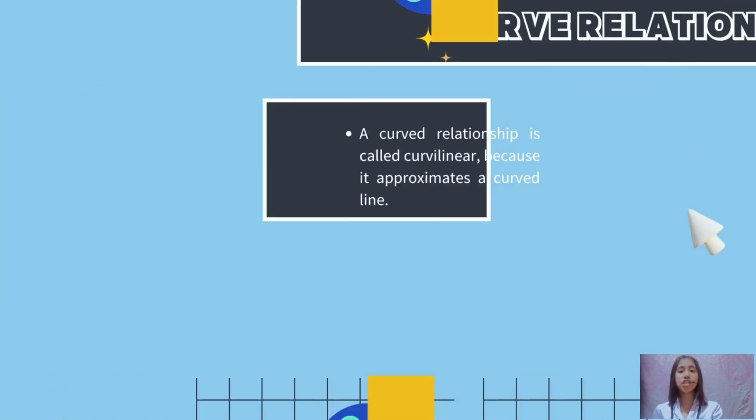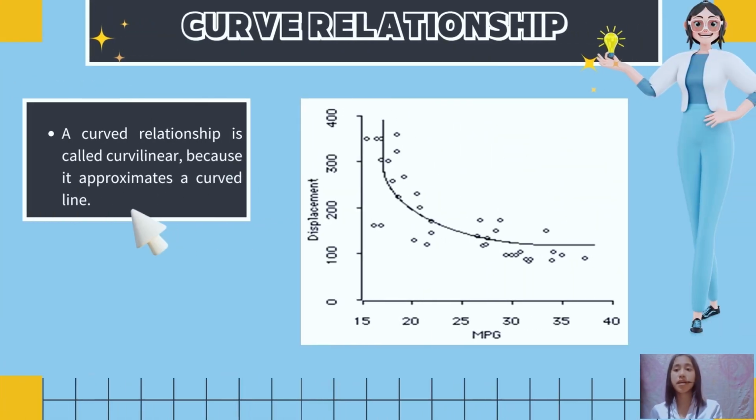However, a curved relationship is called curved linear because it approximates a curved line. As you can observe in the picture, you can easily identify that the graph is curved linear.